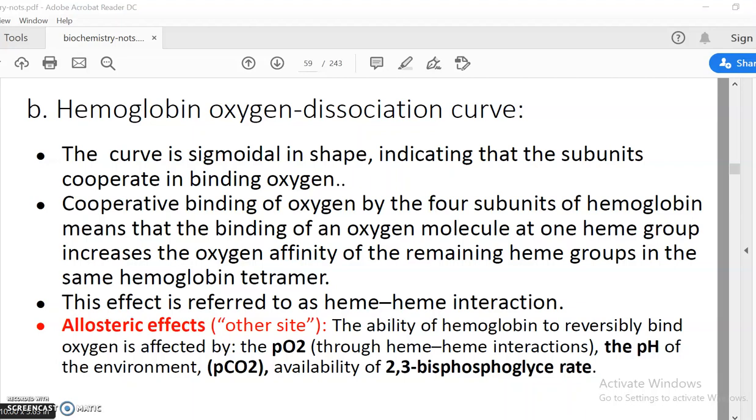بسم الله الرحمن الرحيم. توقفنا في المحاضرة السابقة حيث العوامل التي تؤثر في ability of hemoglobin to reversibly bind oxygen، وكانت pressure of oxygen، pH، pressure of carbon dioxide, and availability of 2,3-bisphosphoglycerate.